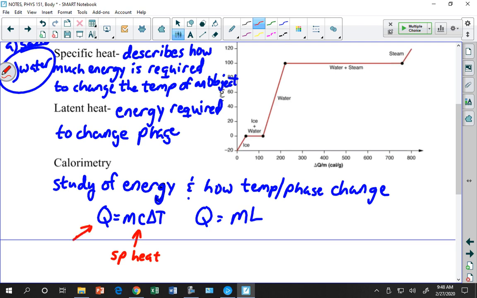Q is the heat, so the amount of thermal energy that's transferred. Remember, heat is the transfer of thermal energy. M is our mass. And delta T is just our change in temperature.